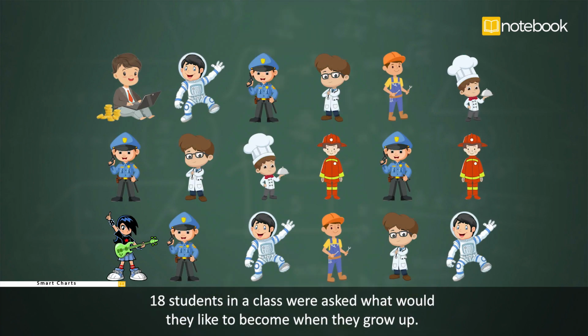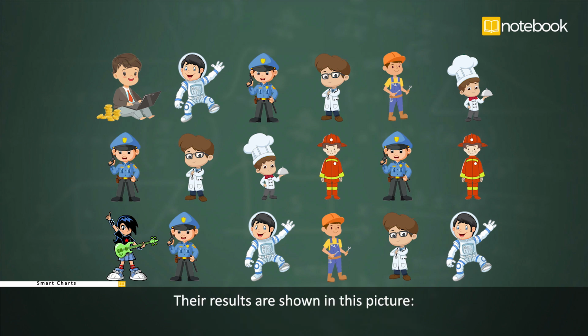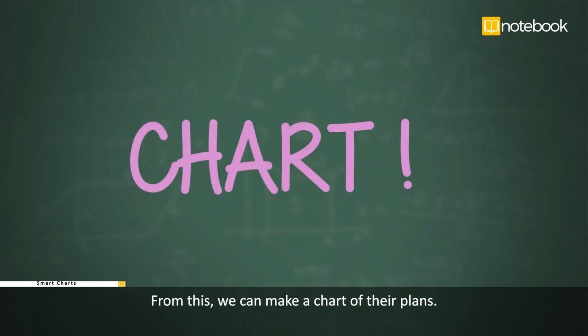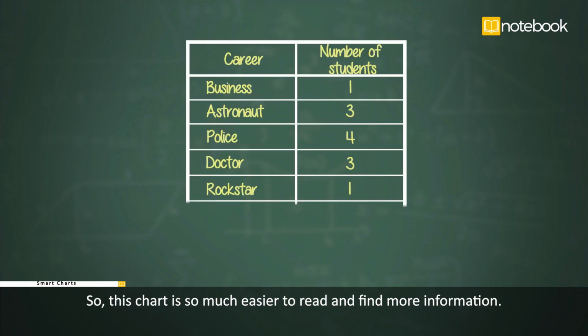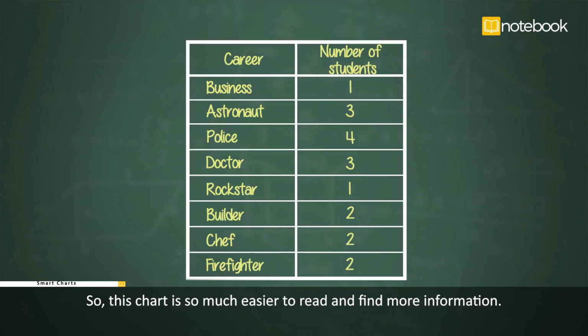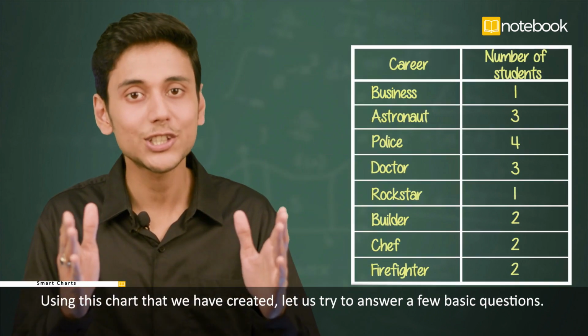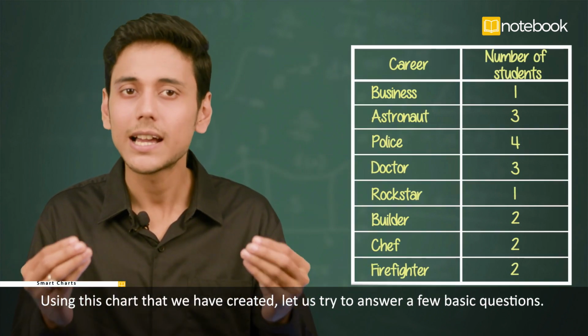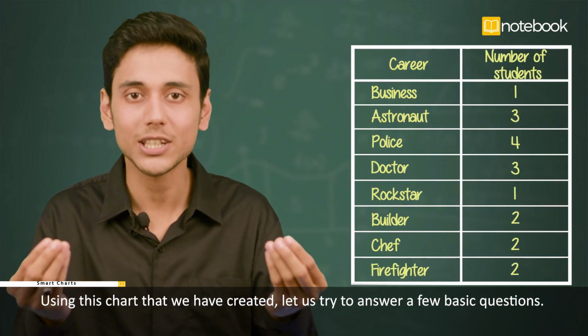18 students in a class were asked what would they like to become when they grow up. Their results are shown in this picture. From this, we can make a chart of their plans. So this chart is so much easier to read and find more information. Using this chart that we have created, let us try to answer a few basic questions.